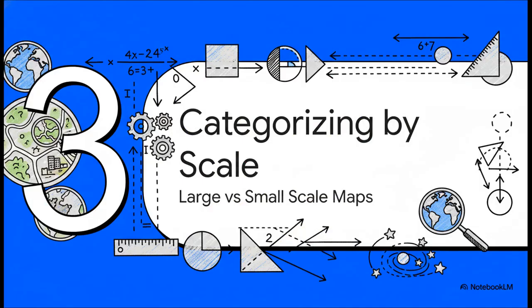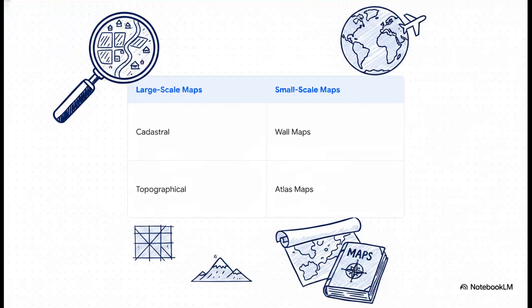All right, let's jump into part 3. Categorizing maps by scale. So we generally split maps into 2 main buckets based on scale. And the naming can actually feel a bit backward at first. Large-scale maps zoom way in on tiny, specific areas. Think of a cadastral map that shows exact property lines for your house, or a highly detailed topographical survey.